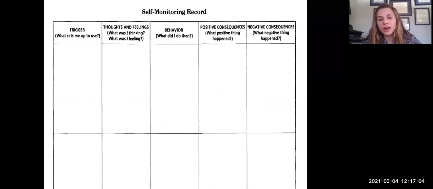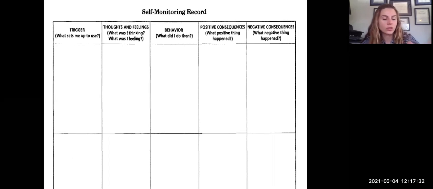This is another version of that you can use. That's even more straightforward. So what sets me up to use? What are those triggers? And again, it really could be broken down into internal and external. And you could get really fancy with external. You could look at the drug cues themselves, environmental cues, social cues, right? So things that we could categorize by external, and then looking at the internal.